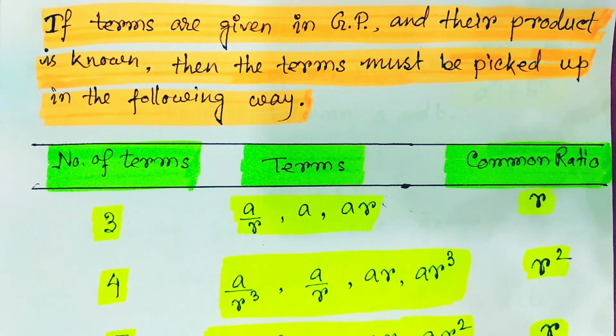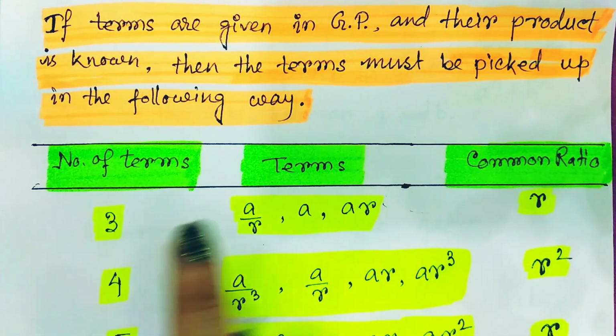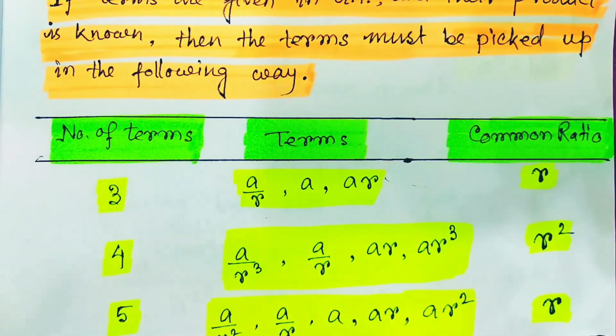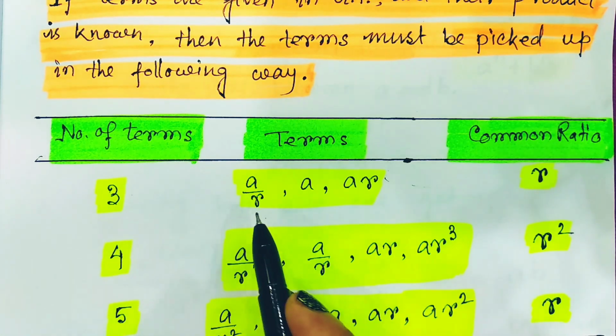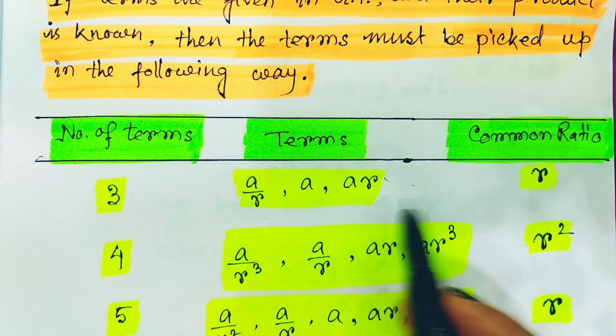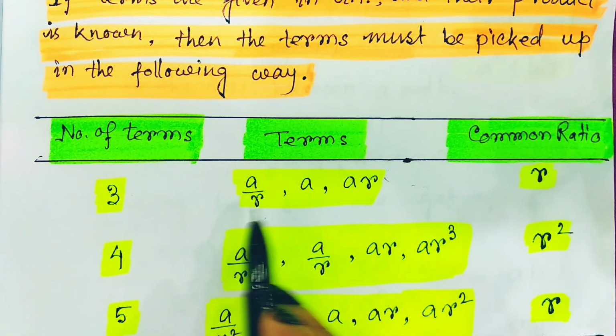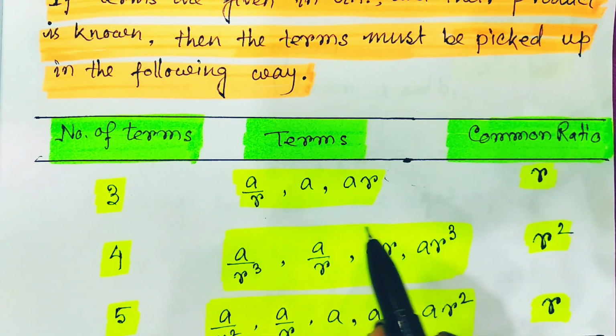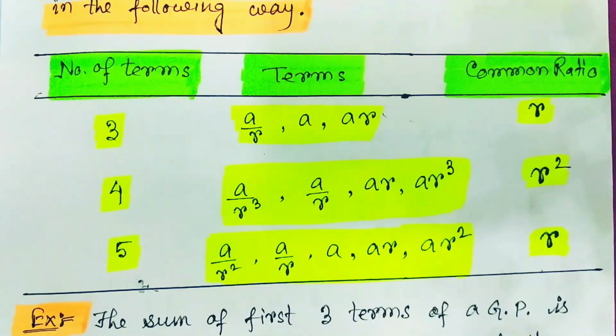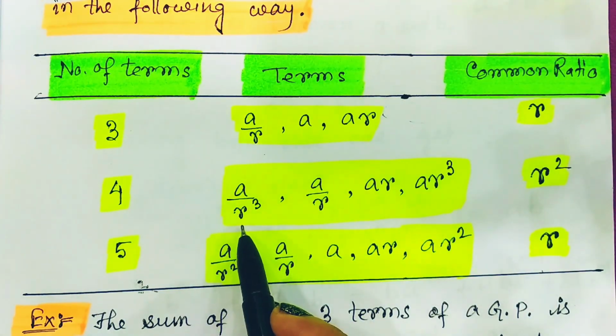Now like AP, in case of GP also, if the product of the numbers is given, then the numbers can be chosen in a specific manner. For instance, if we are supposed to choose 3 terms where the product of the 3 terms is given and these terms are in GP, then we should choose them like A by R, A, AR, where the common ratio is R, instead of A, AR, AR square. Because if we take it this way, then if we multiply these 3, R cancels out and directly we can calculate A.